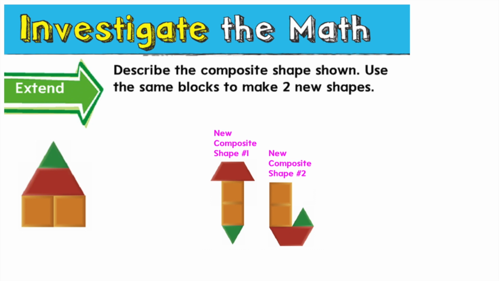Excellent. So at the bottom of the shape, we have a triangle followed by 2 squares, and at the top, we have a trapezoid. What about shape number 2? Excellent. The base of the shape is a trapezoid, and on top of it, to the right side, we have a triangle, and on the left side, we have 2 squares stacked upon each other.